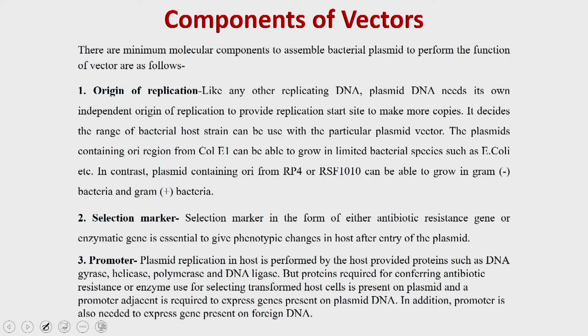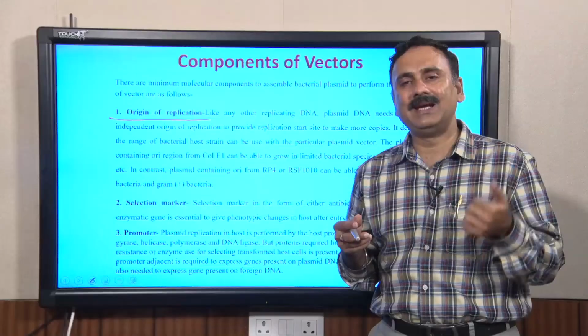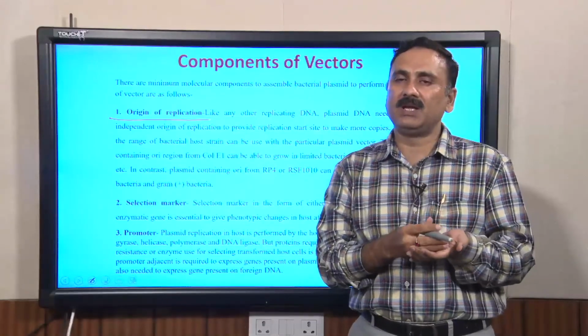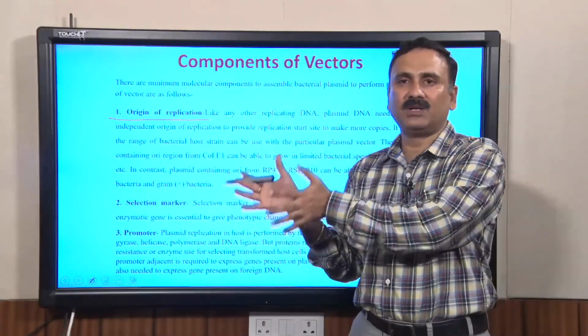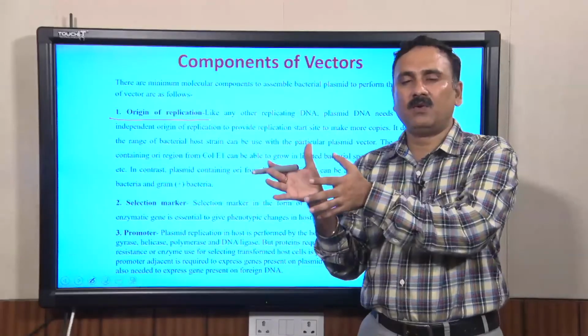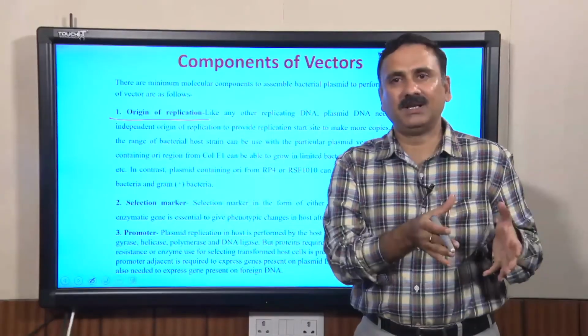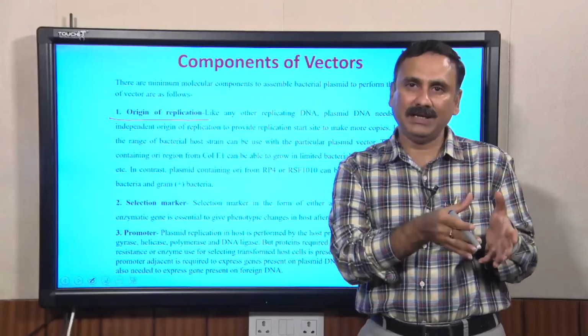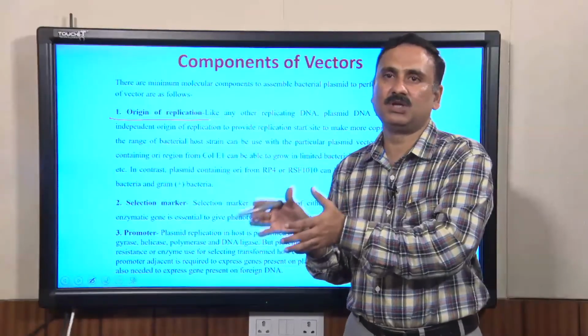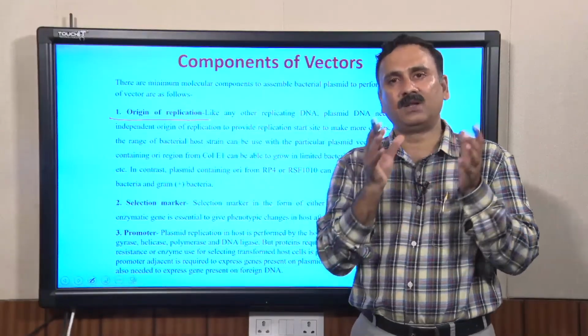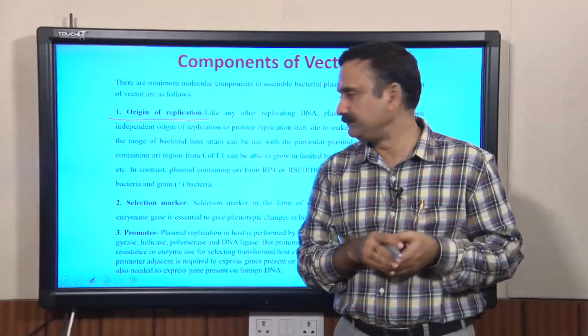So, what are the minimum components required to make a vector? You need an origin of replication, so that the vector is going to replicate within the host. The origin of replication is specific to that particular host. If you are preparing a vector for the bacterial system, then it should be for bacteria. If it is for the mammalian system, then it should be mammalian. If it is for yeast, then it should be yeast.